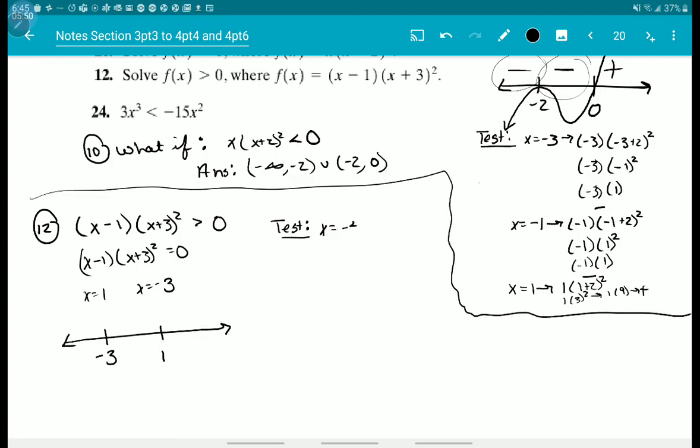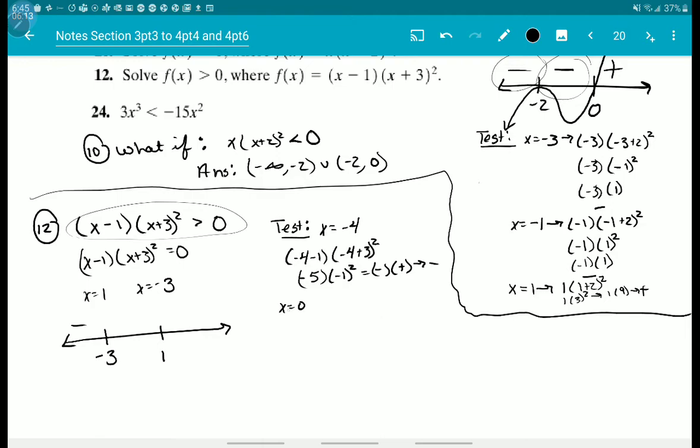Let's plug in a negative 4. And I'm going to use that factored form again. So negative 4 minus 1 times negative 4 plus 3 squared. So this is negative 5 times a negative 1 squared. So a negative times a positive would be a negative.